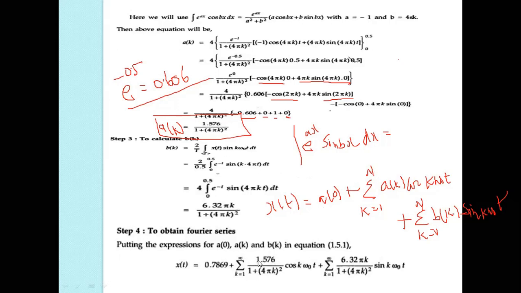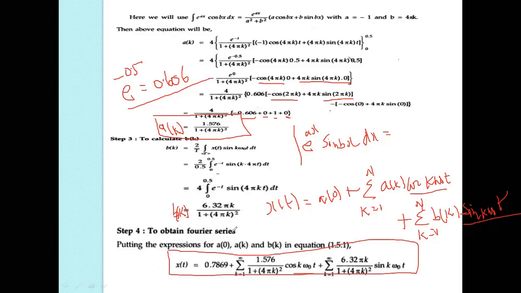A of k we got 1.576 whole divided by 1 plus 4 pi k whole square, and it is multiplied with cos k omega naught t, plus the sum of k equal to 1 to infinity of b of k. We got b of k is equal to 6.32 pi k whole divided by 1 plus 4 pi k whole square, into sine k omega naught t. The total trigonometric equation x of t is the combination of a of 0, a of k, and b of k. Got it?